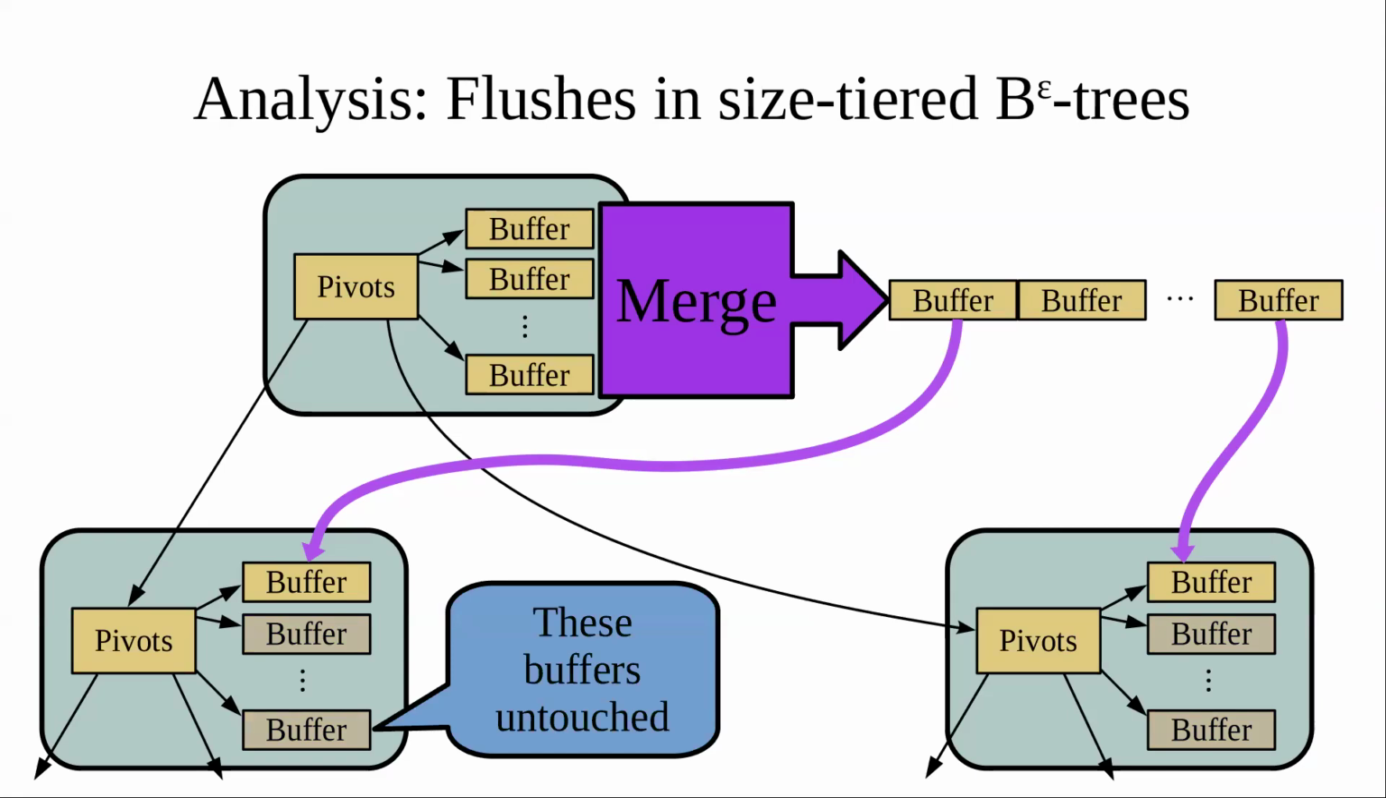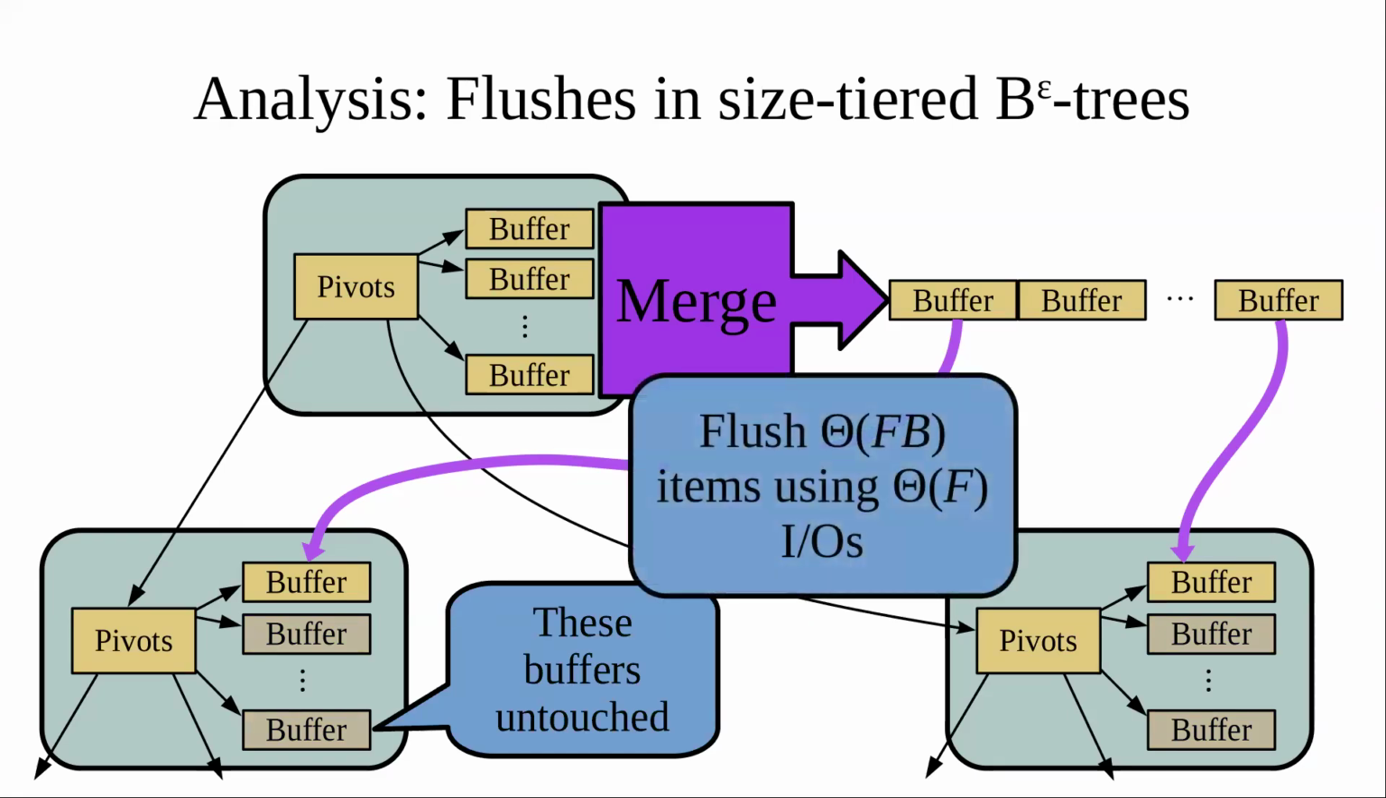And so now to compute the IO cost of a flush, we'll just count all the things that didn't gray out. There's F of these pivot blocks, there's F of these new blocks, there's F of these old blocks. It's order F IOs. And how many items do we flush? We flushed F times B items. That's how we got this bigger batching factor.